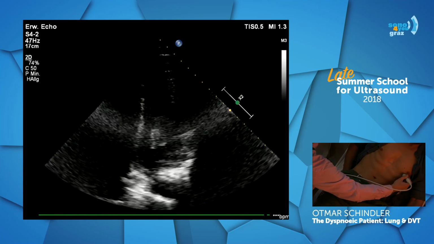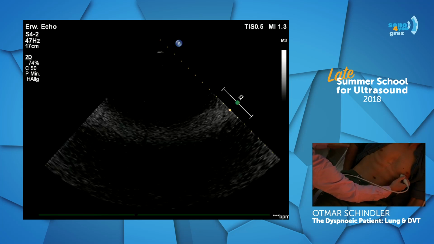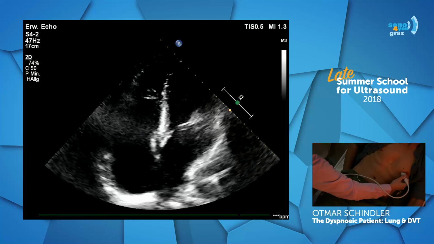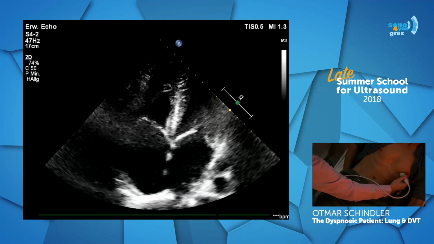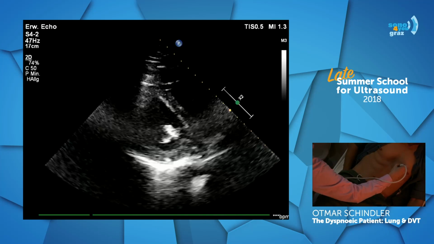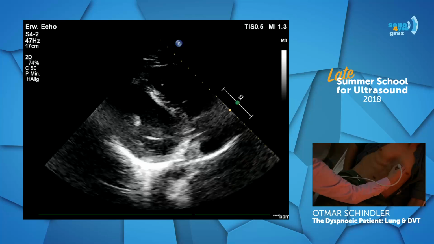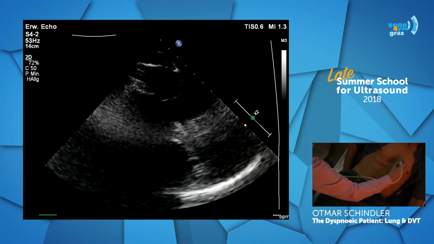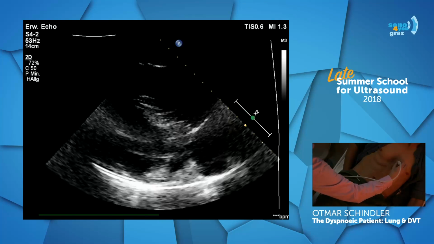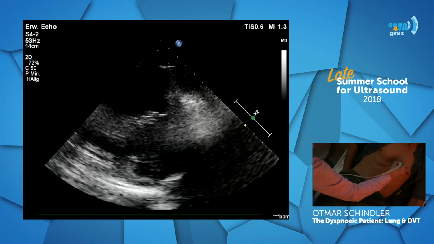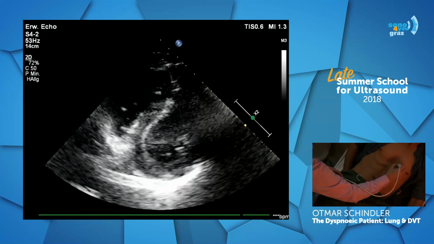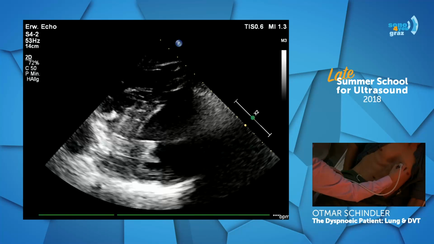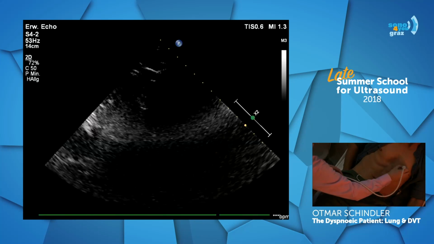Okay. So we see there's no right heart dilatation. You can also look at the parasternal long axis. Then turn to the short axis. There's no D-shaped ventricle. Well, not quite a good view.